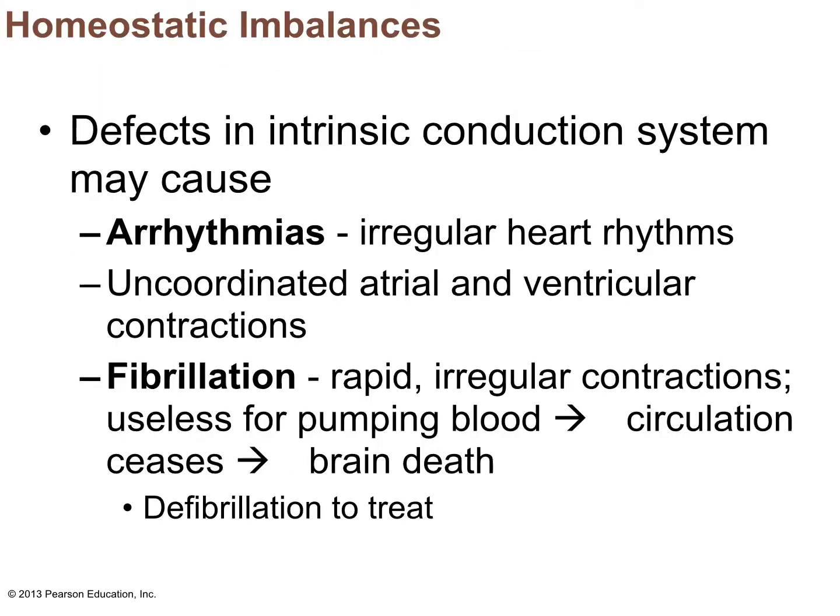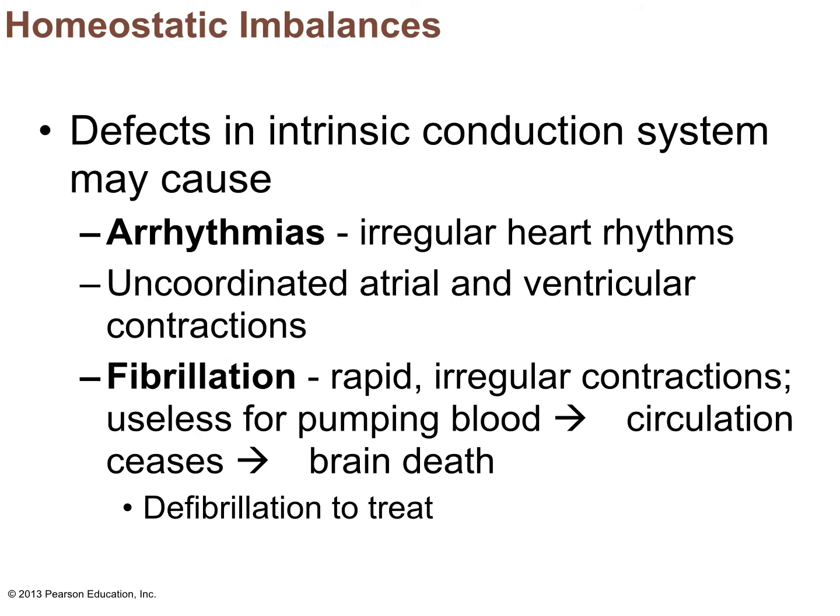Looking at some more homeostatic imbalances, we have arrhythmias. These are irregular heart rhythms. So essentially uncoordinated atrial and ventricular contractions. Remember what I said before? They work as a single coordinated unit. So if they become uncoordinated, this is called an arrhythmia.